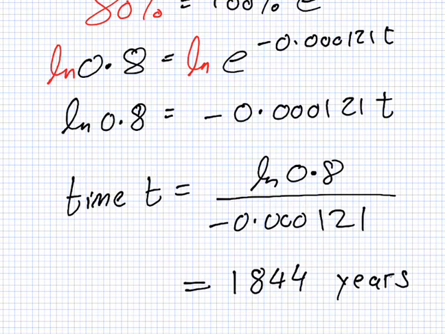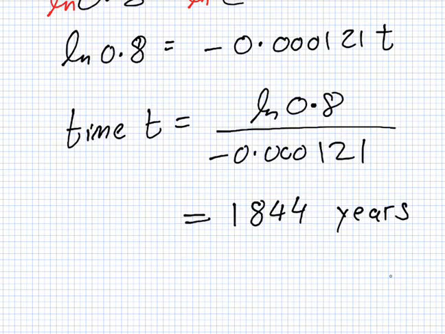So you have this paper, or at least the animal which made the paper, died 1,844 years ago. And this really is what people do when they want to date how old artifacts are. So this is actually called carbon 14 dating, C14 dating.